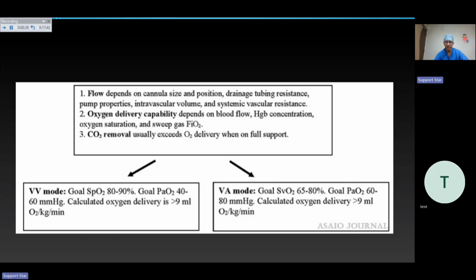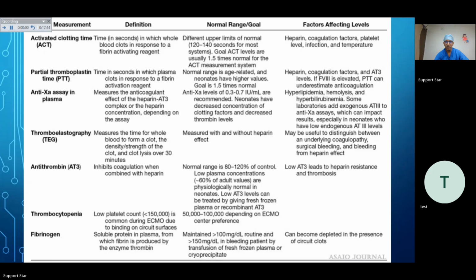These are the targets for VV and VA ECMO. So usually we monitor ACT, which is the bedside point of care test. The ACT is the activated clotting time, which tests the efficacy of heparin. It is usually kept at around 140 to 160 seconds, sometimes lower if there is bleeding.